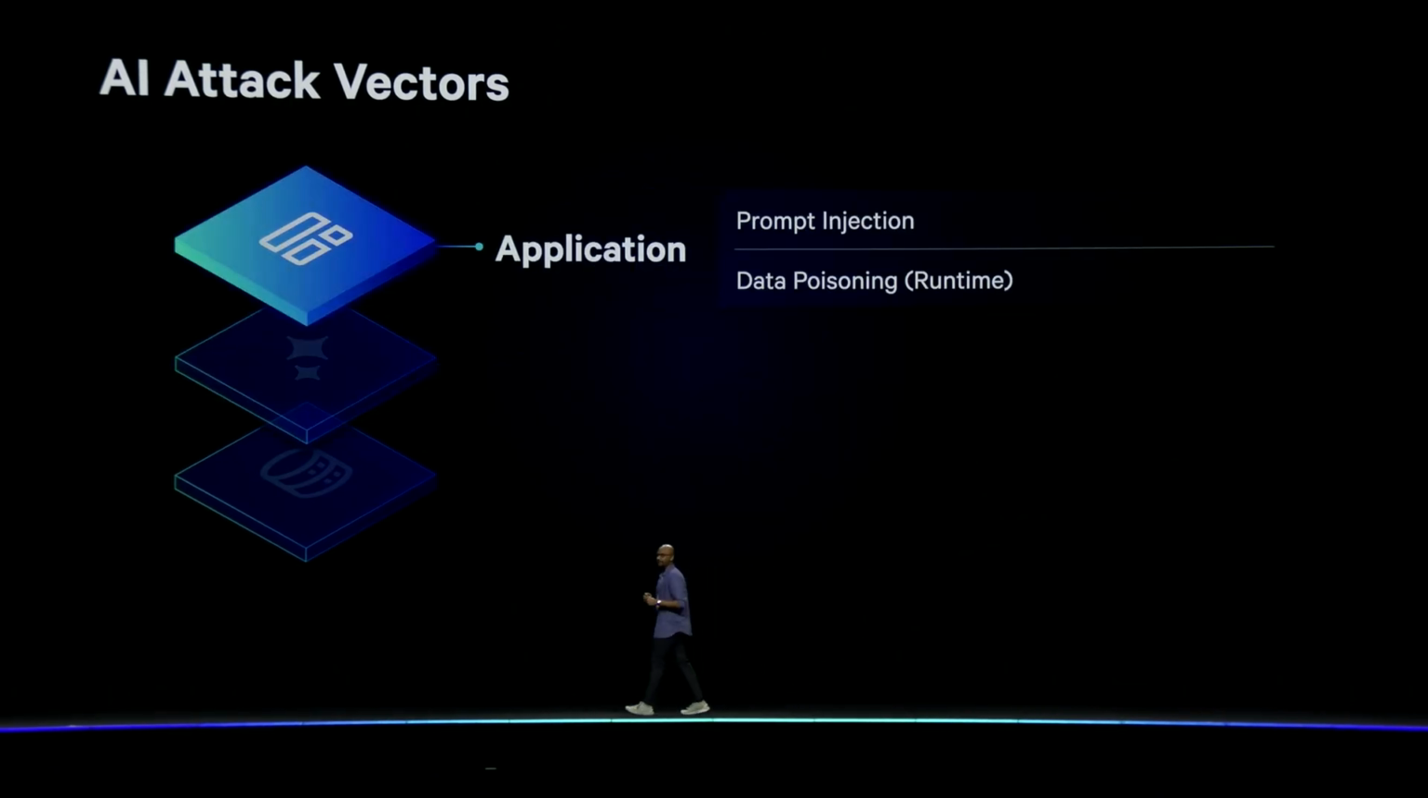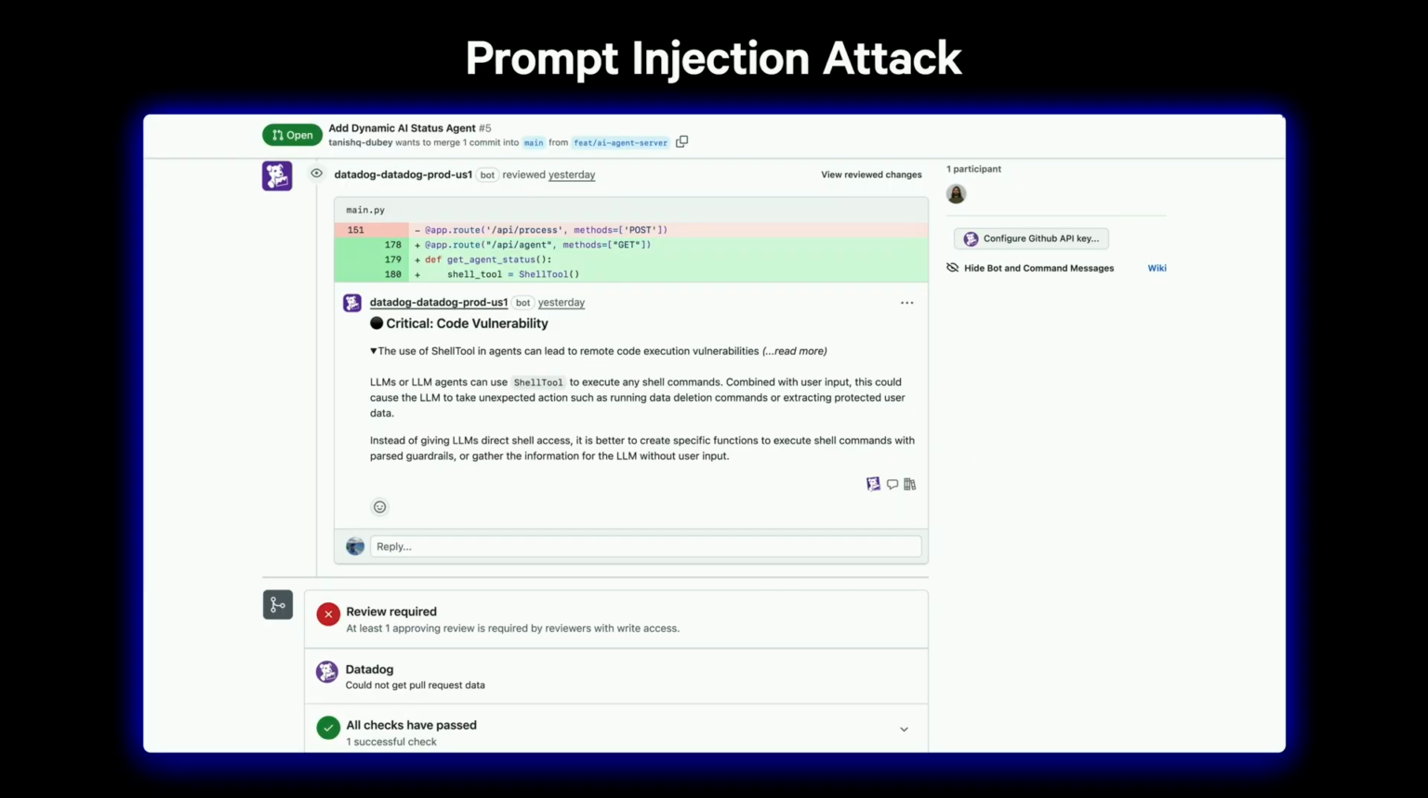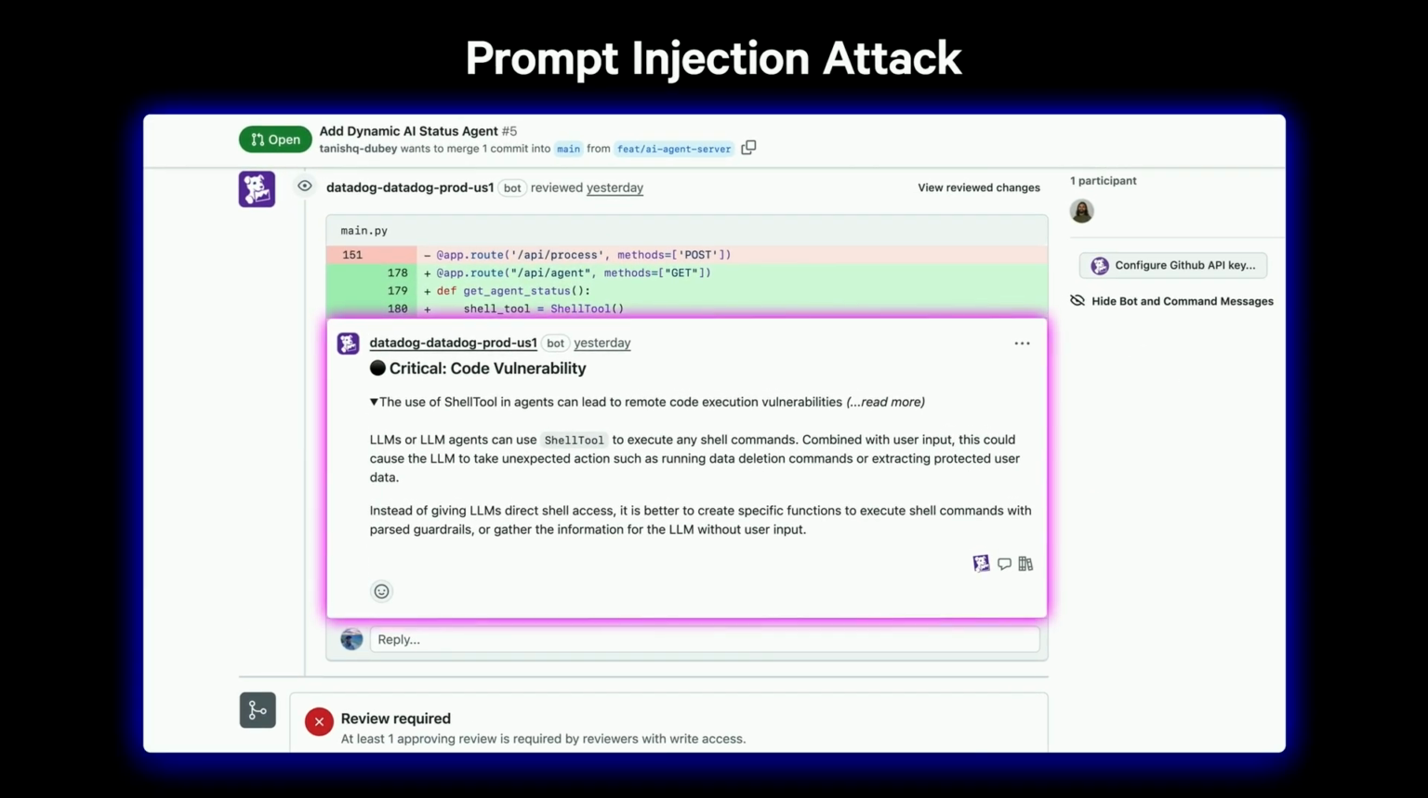And finally, at the application layer, we need to protect our environment from code to cloud. Let's first take a look at a prompt injection attack in my production app. Now here, I've built my app and added some bad code. Now, when I open a PR in GitHub, I can see that Datadog prevented a prompt injection attack and blocked the merge automatically.